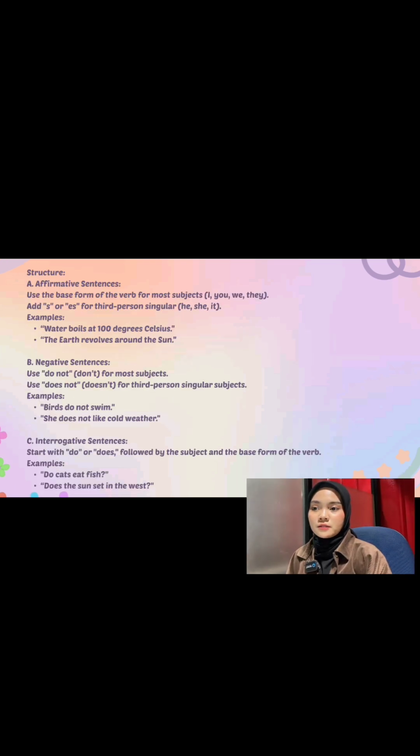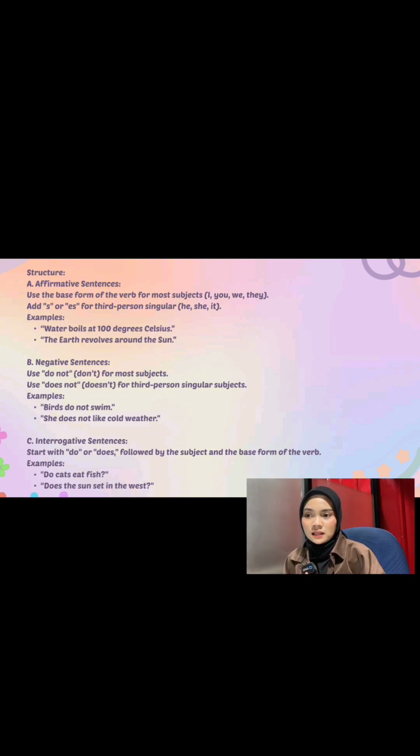Okay, next, structure of simple present tense. A. Affirmative sentence. Use the base form of the verb for subjects I, you, they, and add s or es for third person singular, he, she, it. Examples: water boils at 100 degrees Celsius. The second example: the earth revolves around the sun.